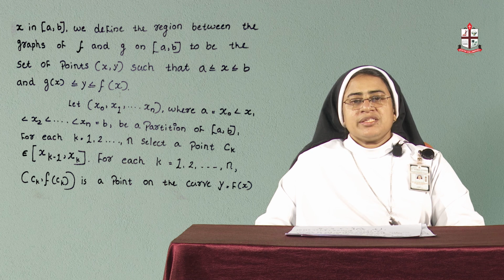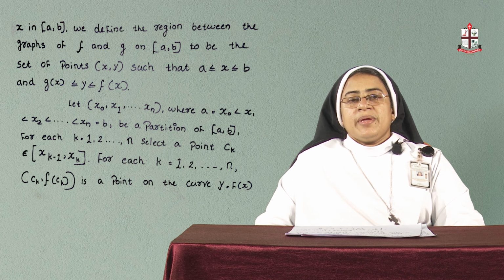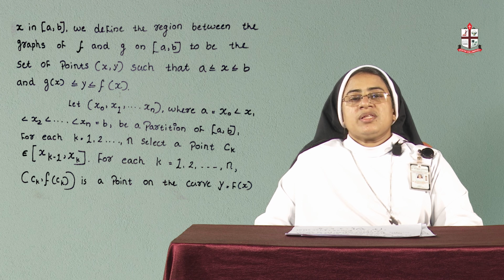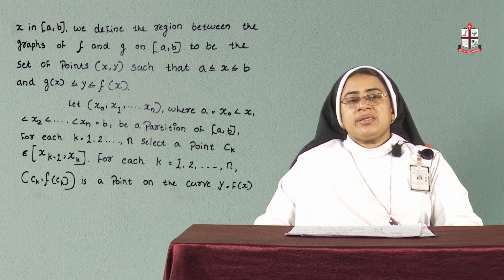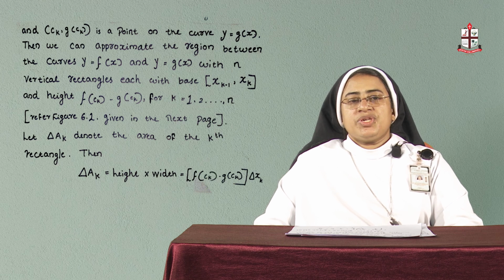Let us consider a set of partition points x0, x1, etc., xn, where a equals x0 less than x1 less than x2, etc., less than xn equals b, be a partition of the closed interval [a, b]. For each k equal to 1, 2, 3, etc., up to n, we select a point ck belonging to the closed interval [x(k-1), xk]. Then (ck, f(ck)) is a point on the curve y equals f(x), and (ck, g(ck)) is a point on the curve y equals g(x).